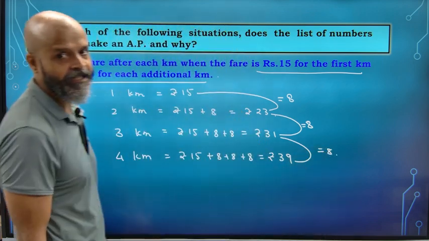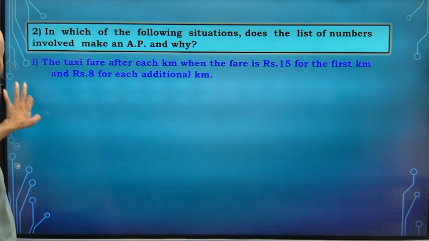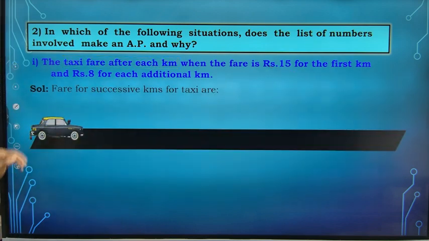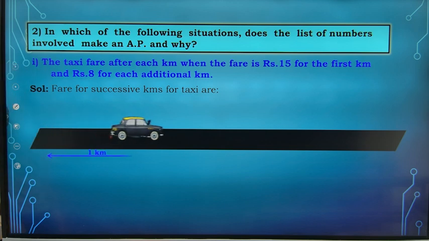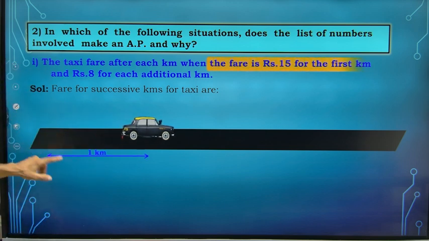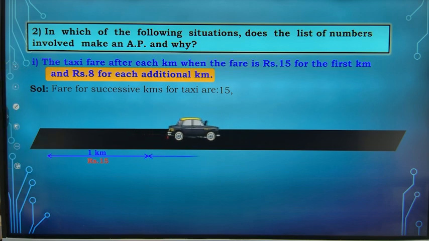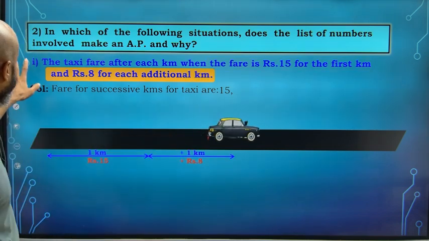All are basically 8 kilometers. So let's say there is a taxi which is going. For the first kilometer, how much is it going to get charged? For the first kilometer it is going to charge rupees 15. Now rupees 8 for each kilometer, again 1 kilometer rupees 8 again.